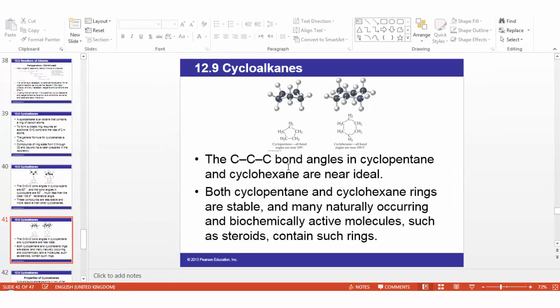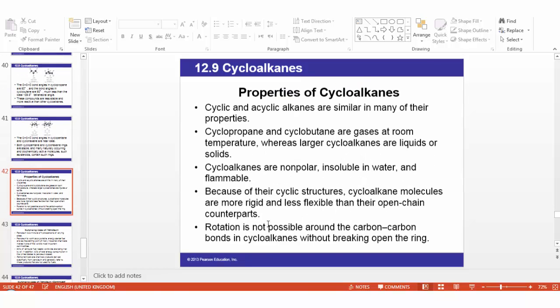The carbon-carbon-carbon bond angles in cyclopentane and cyclohexane are near ideal. Both cyclopentane and cyclohexane rings are stable, and many naturally occurring and biochemically active compounds such as steroids contain such rings. If you look at the structure of cholesterol, it has many rings, as we will see later.